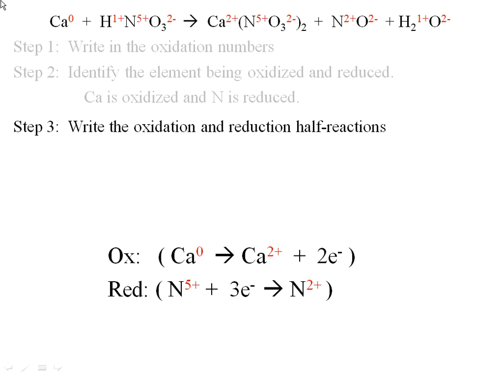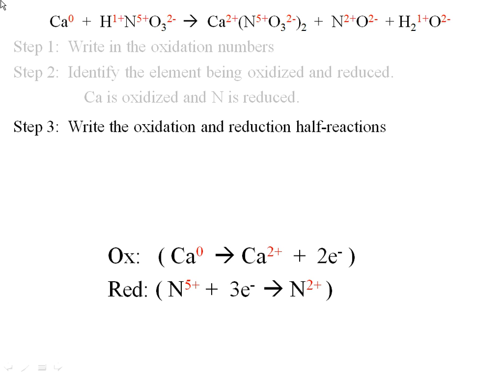The reduction half reaction is nitrogen going from +5 to +2. So here we have to gain 3 electrons in the reduction half reaction. And so there's our half reaction for reduction: nitrogen +5 plus 3 -1 electrons yields nitrogen +2. So far we haven't really done anything new in balancing reactions.